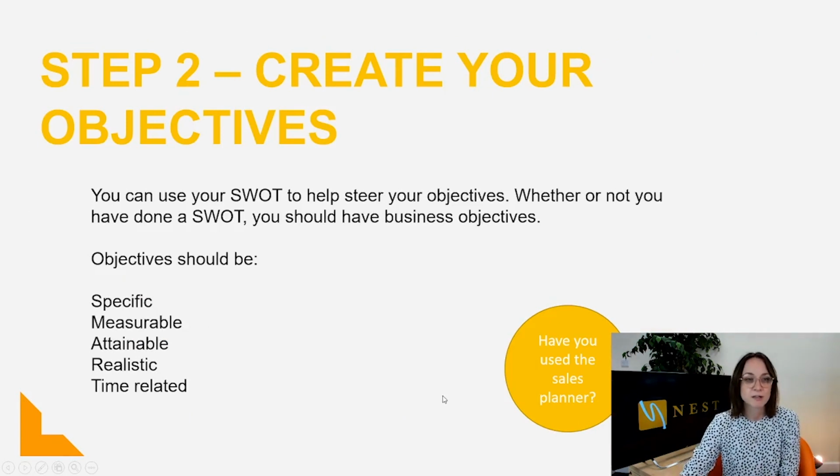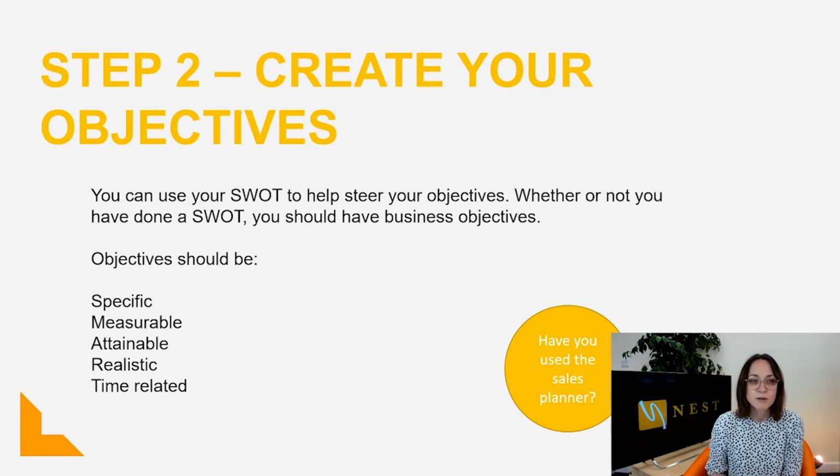So creating your objectives. You can use your SWOT to help steer your objectives. For instance, where I was talking about the website or a new class, for instance, or whether or not you've done a SWOT, you should definitely have business objectives. An objective should be specific, measurable, attainable, realistic and time related. An example here could be increase your website traffic by 10% by the end of the year. So you've got what you need to do, you've got a measure and by when.